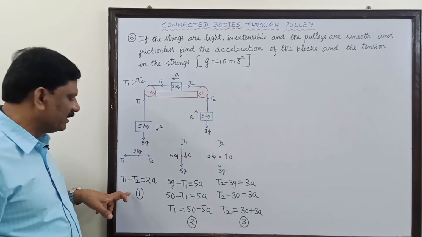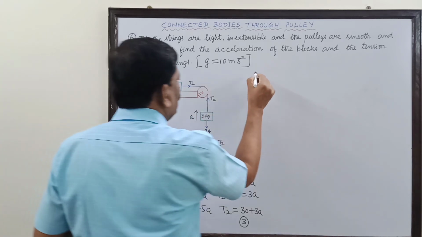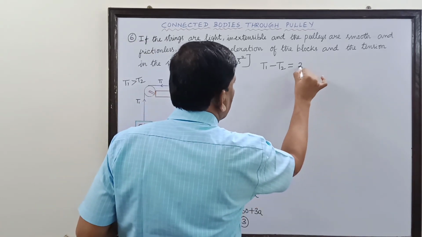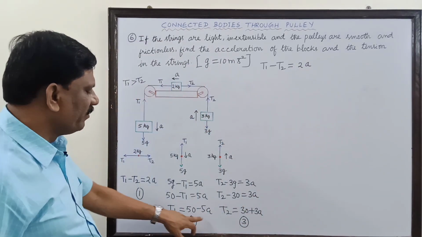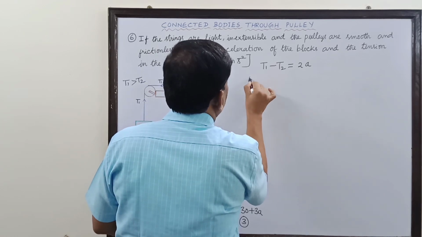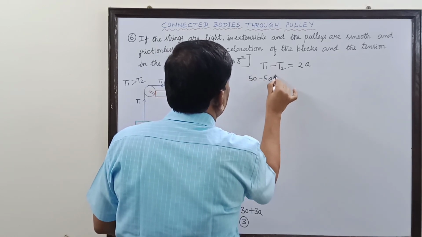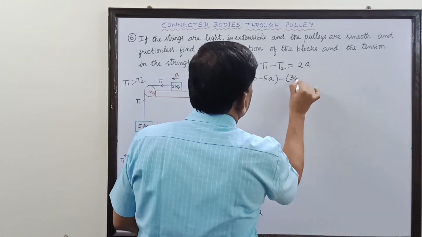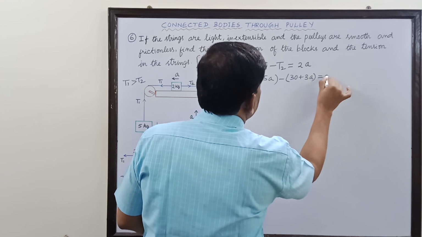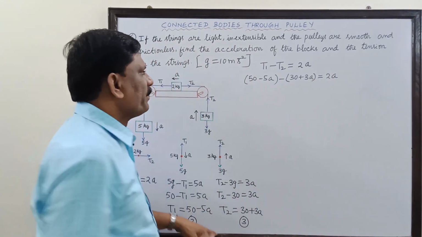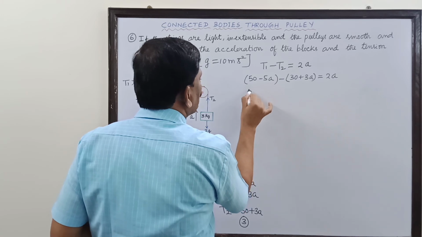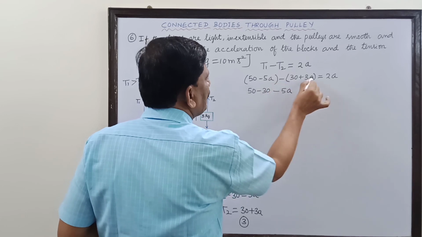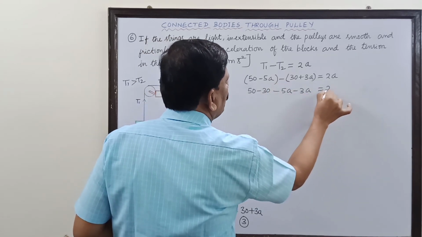I am going to substitute that in equation 1. So, T1 minus T2 is equal to 2A. Instead of T1, I am going to substitute 50 minus 5A, minus of T2. T2 is what? 30 plus 3A, and that is equal to the right hand side, 2A. Now, this is 50 minus 30, so 50 minus 30 minus 5A minus 3A, and that is equal to 2A.